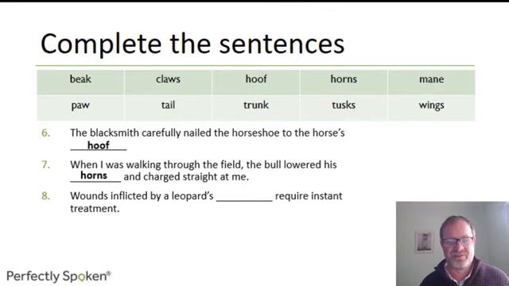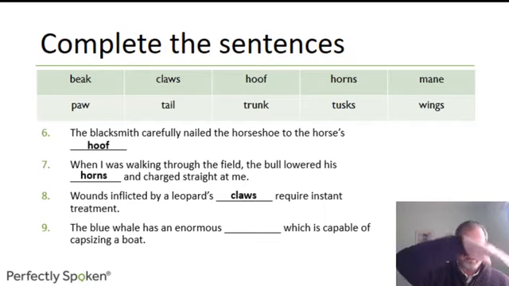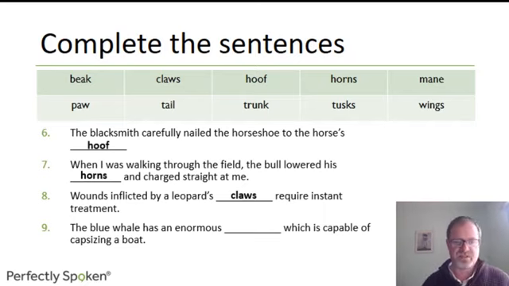Fortunately, I don't live anywhere near leopards, but some people do, unfortunately. Claws. Number 9. The blue whale has an enormous something which is capable of capsizing a boat, making a boat turn over and possibly sink. Well, at the end of the whale, it's got an enormous tail.